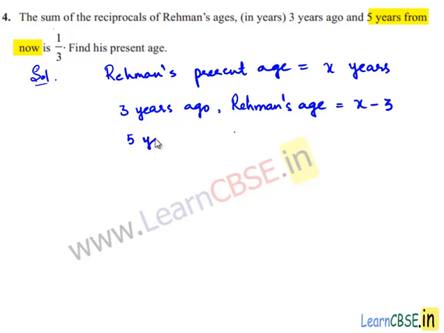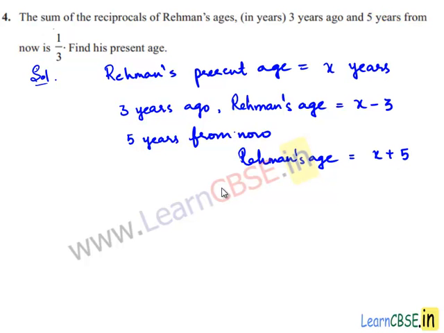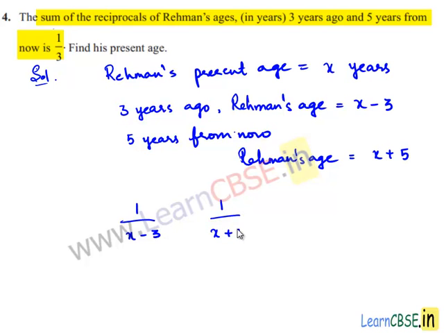5 years from now, Rahman's age is equal to x plus 5. The reciprocal of Rahman's age 3 years ago is 1 by x minus 3. The reciprocal of Rahman's age 5 years from now is 1 by x plus 5. And the sum of the reciprocals is equal to 1 by 3.